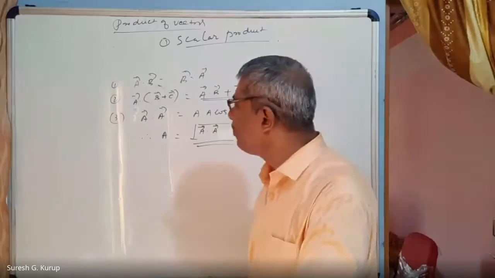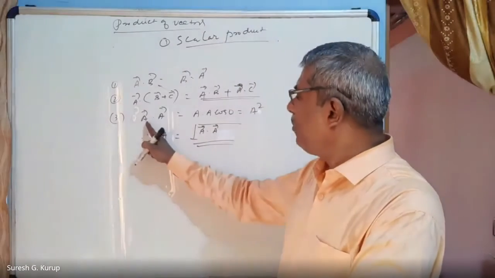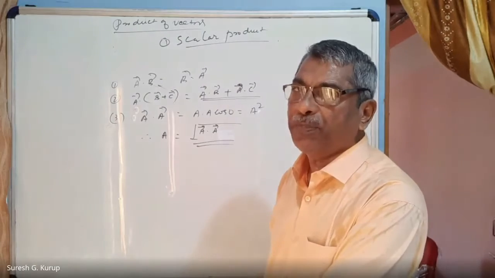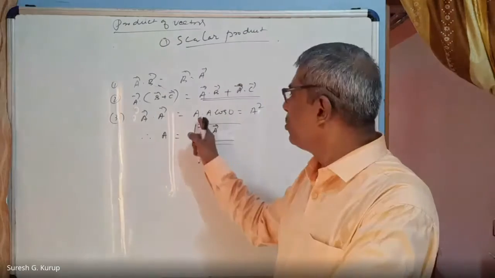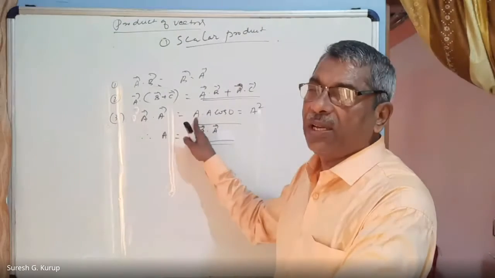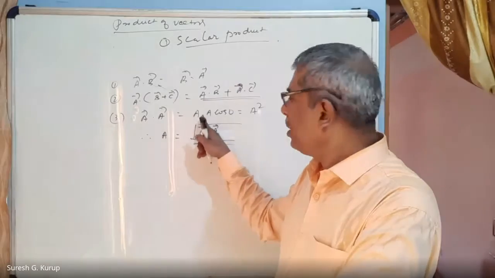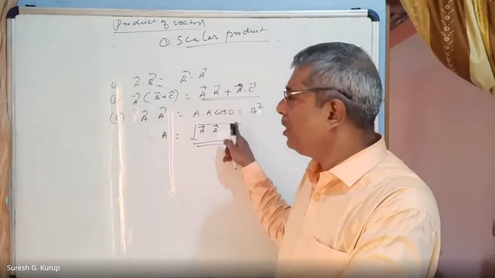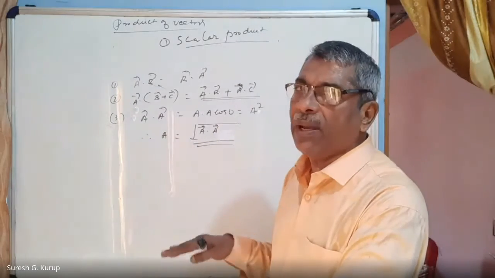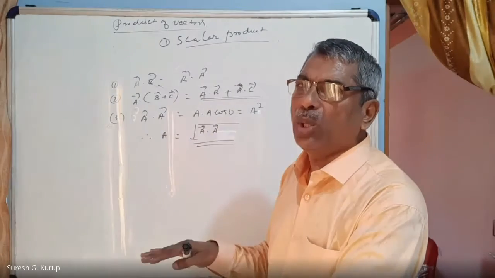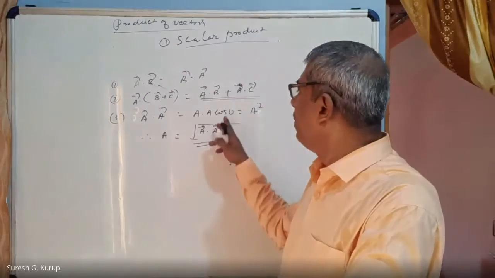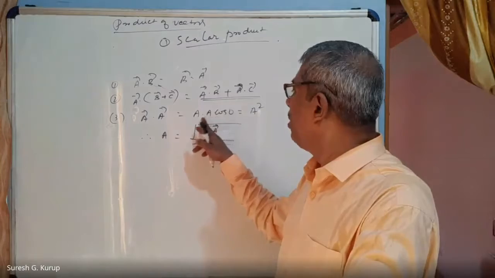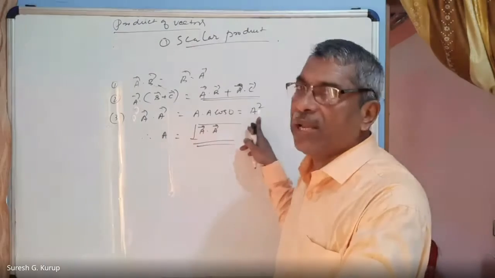This is the distributive property. Another thing that you see here is vector A dot vector A. A vector is multiplied by the same vector, right? Then this is equal to the magnitude of the first vector into the magnitude of the second vector into cosine of the angle between the two. Vector A and vector A are parallel, acting on the same straight line. Therefore, the angle between them is equal to 0, cos 0 is equal to 1. Therefore, A dot A is equal to A square.